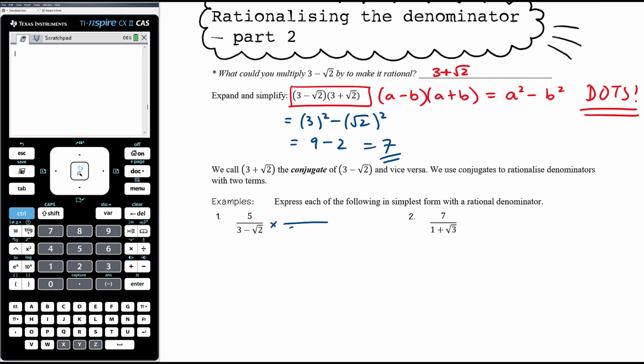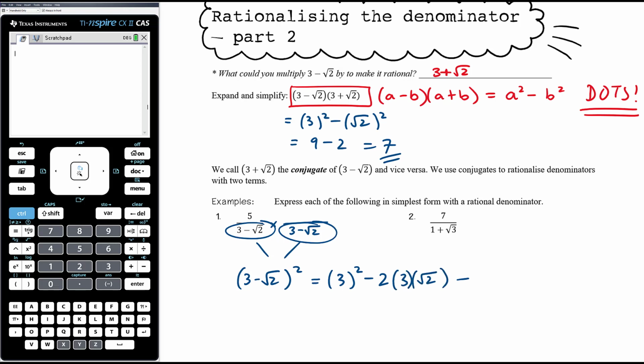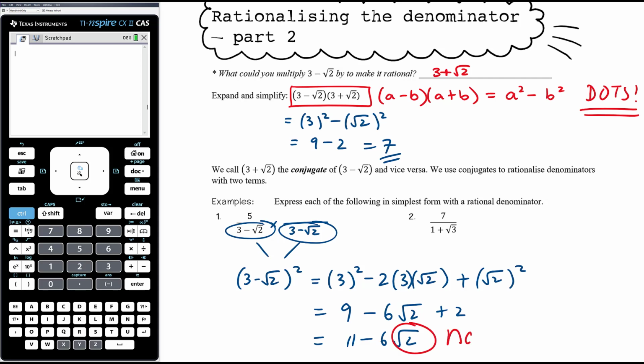Okay? If you did, that's a really common error. Students go, oh, I multiply it by itself, but 3 minus root 2 times 3 minus root 2, well, that's 3 minus root 2 squared, which is 3 squared minus 2 times 3 times root 2 plus root 2 squared. That's a perfect square, which is 9 minus 6 root 2 plus 2, which is 11 minus 6 root 2, which is not rational. Okay? So it doesn't help to multiply by itself. You must multiply by the conjugate pair.